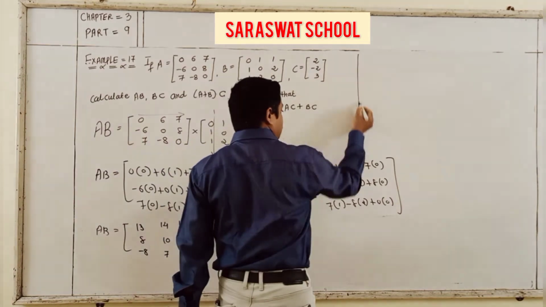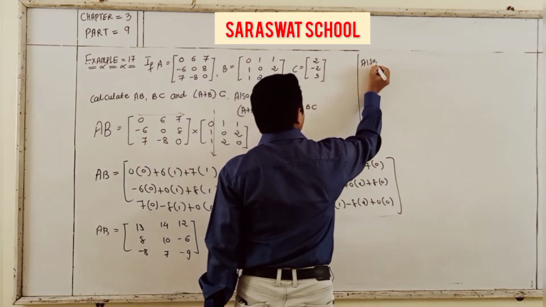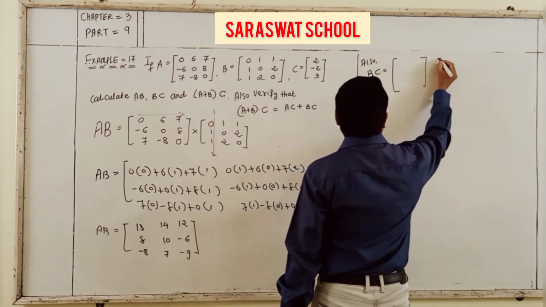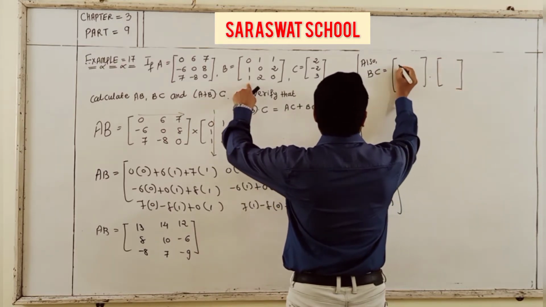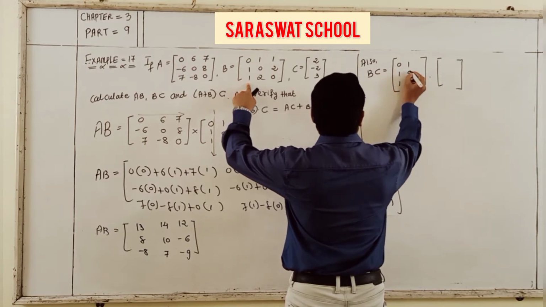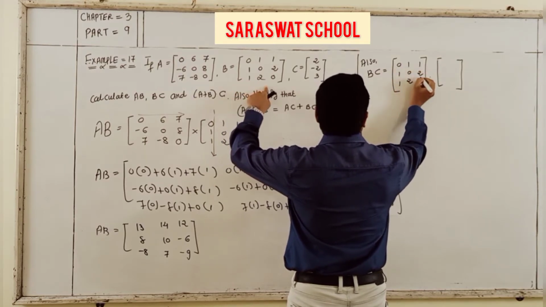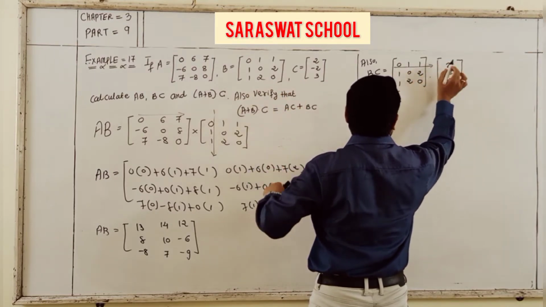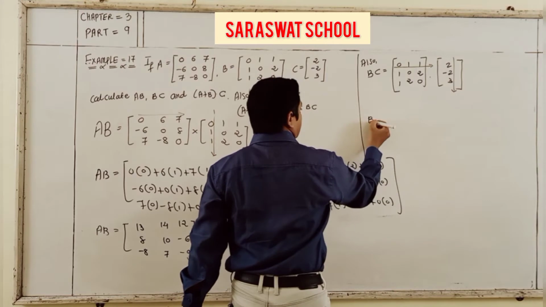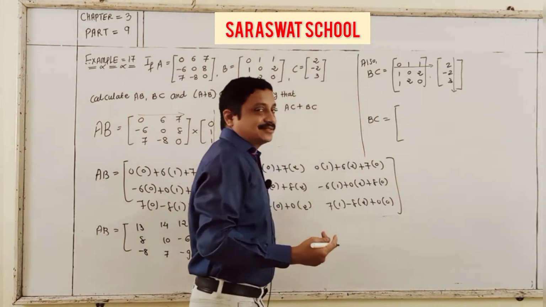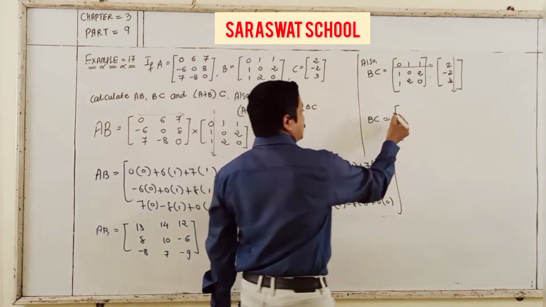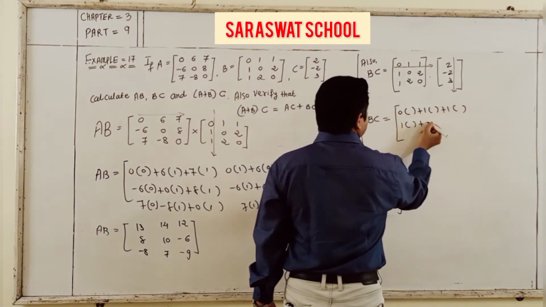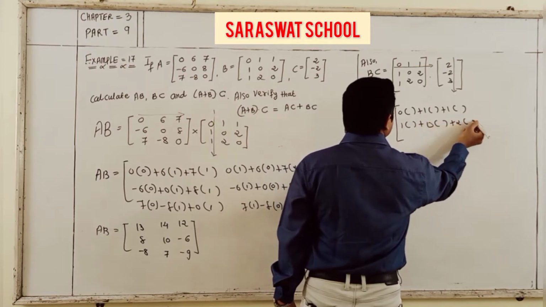Now I start BC. So B matrix with the C matrix. B I have 0 1 1, 1 0 2 and 1 2 0. And C I have 2, minus 2, 3. This is a row but that is a column. And start your process, row into columns. So 0, 1, 1. Only one column is there, so I am going to solve column wise.